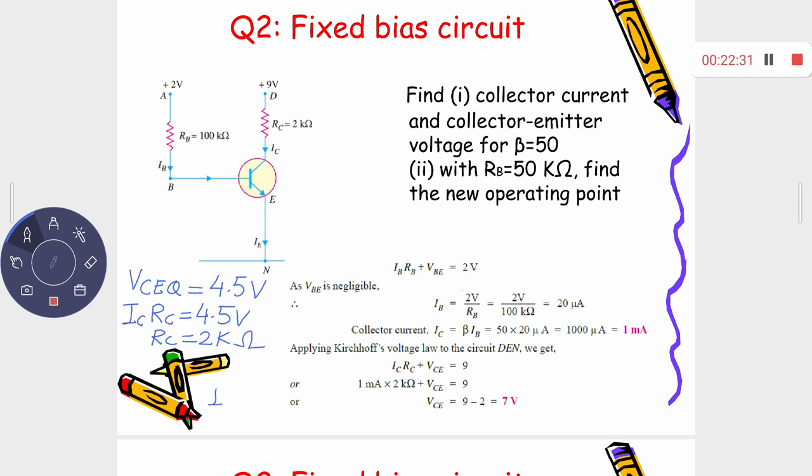What is the IC value then? 2.25 milliampere. 2.25 milliampere, that's a reasonable one. The collector current should be in the range of milliampere. Now you have beta is equal to 50, right? So what should be your IBQ? 2.25 divided by 50. What is that?